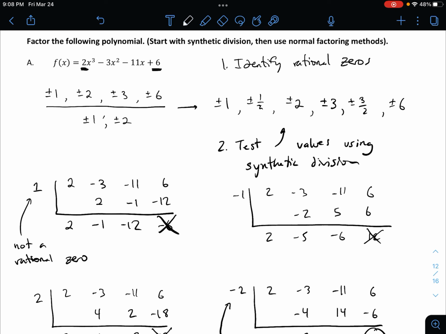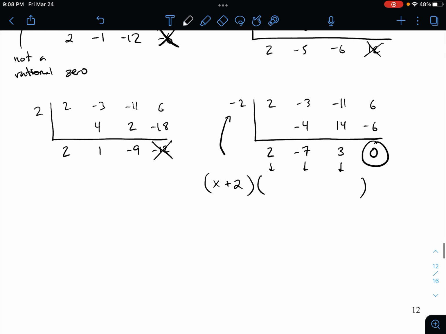We started with x to the third power, but since I've factored out an x, here's the x I factored out, that means I'm going to have x squareds, x's, and then my constants here. So if I bring down the 2, negative 7, and positive 3, this actually tells me my remaining polynomial, which is great because I know from this that one of my rational zeros is negative 2. And I could keep going.